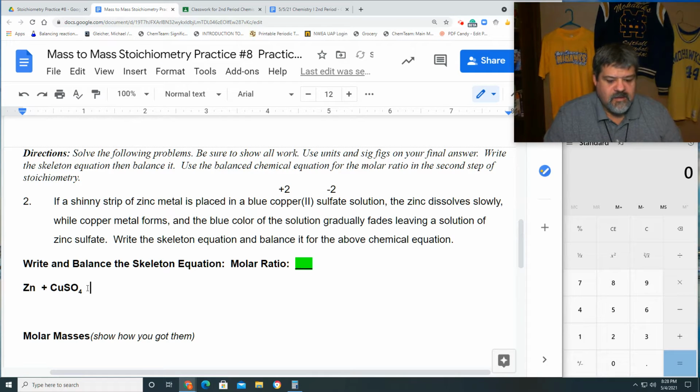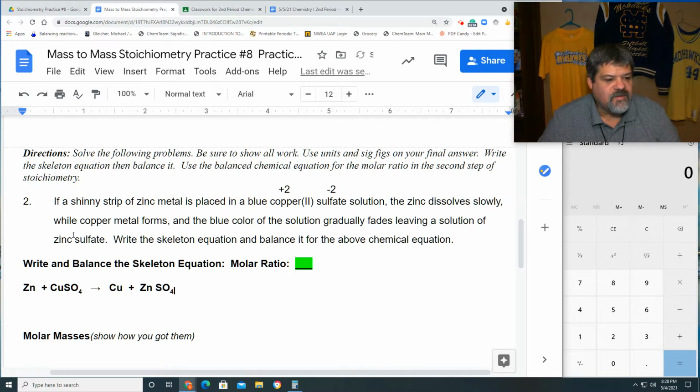Okay. To that, we're going to yield, because the zinc's going to dissolve slowly while the copper metal forms. Okay, and the blue color of the solution gradually fades, leaving a solution of zinc sulfate. So the copper metal forms. So we're going to put copper. And then to that, we're going to end up having zinc sulfate. So remember, zinc was Zn, and sulfate was SO4.